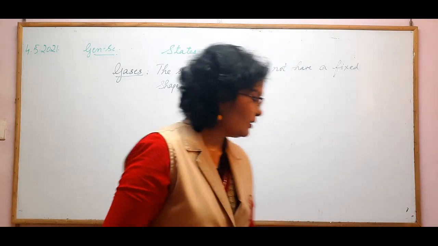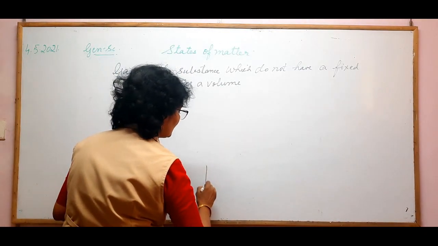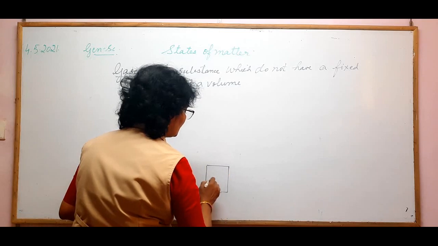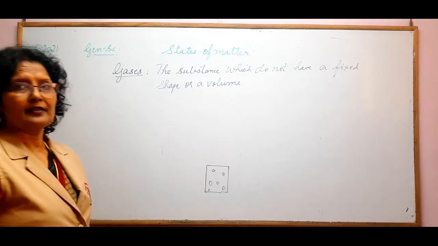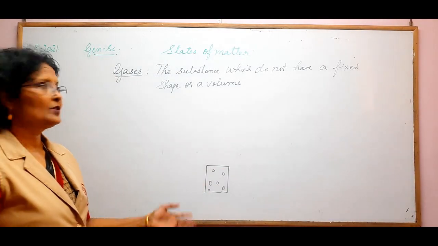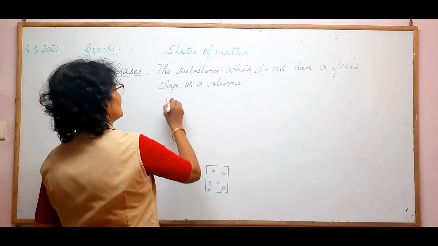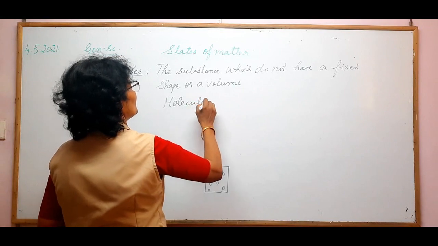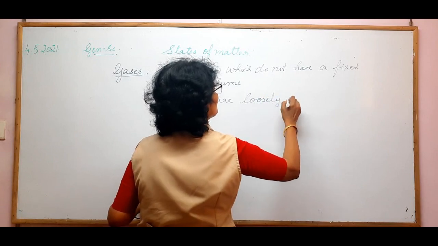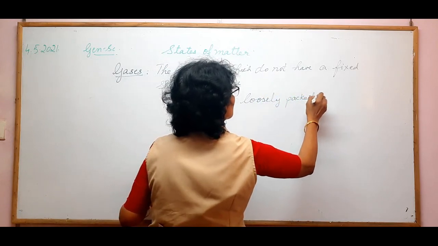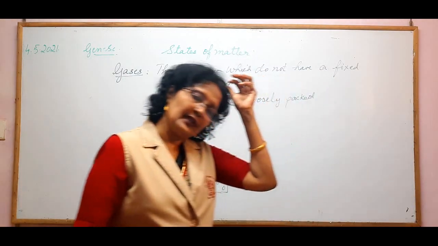Now, this is the molecular arrangement of gas. I am drawing a rough diagram here, a little down. Molecules are spread. The force of attraction is very less. The molecules are loosely packed. Okay. So there is more space between the molecules.